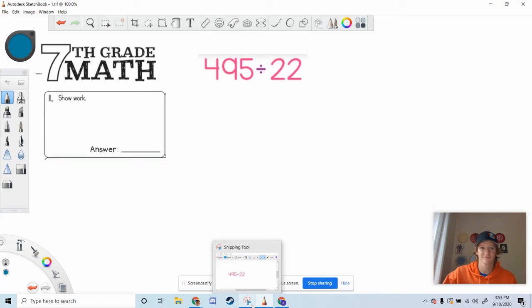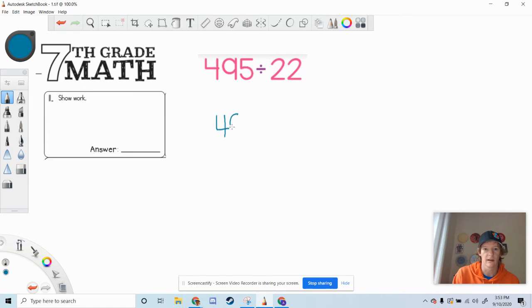Number 1, show your work. 495 divided by 22. I'm going to do division a little bit differently in this problem. This might be a method that you've learned before, and maybe you've never seen this before, but I think this is a pretty neat way to do division that is a little bit different than what we've done.